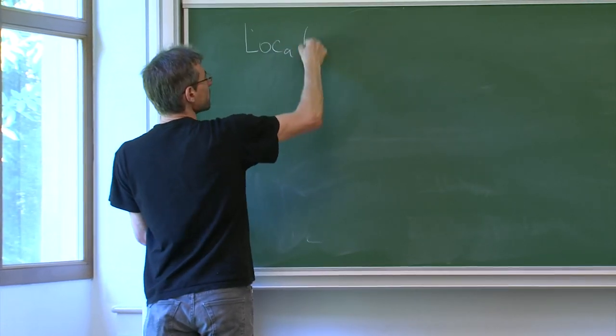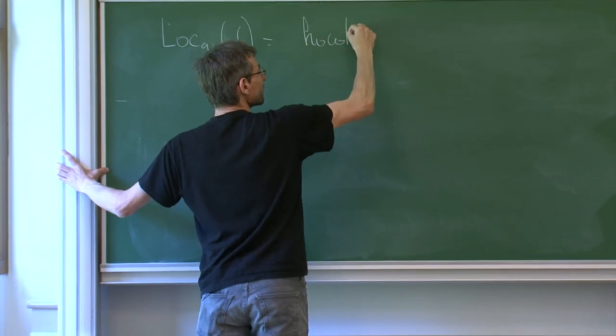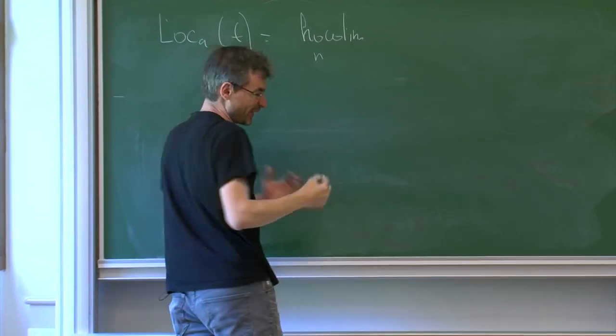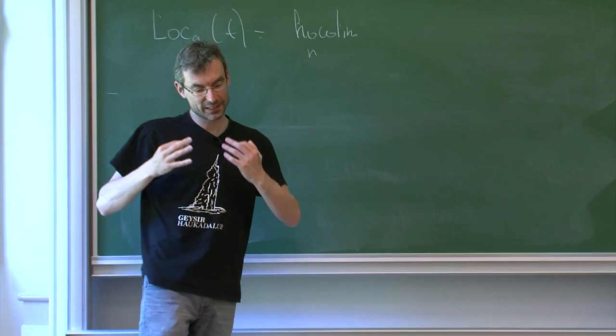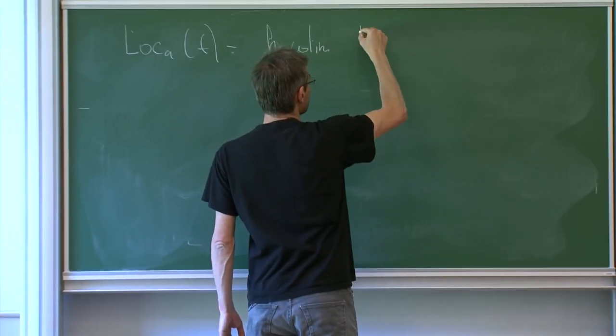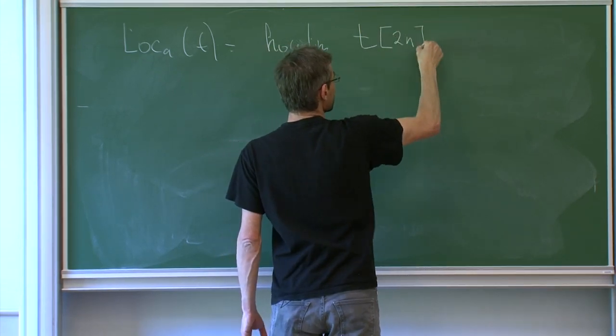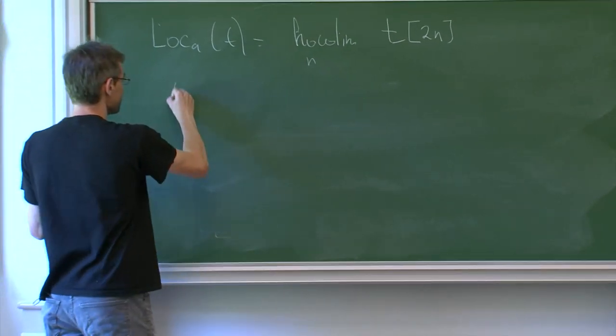So this log A of T is defined as follows. It's this homotopic colimit, which is usually not defined in triangulated categories, but it's defined if you're taking it over natural numbers. So in other words, you're taking the lim.